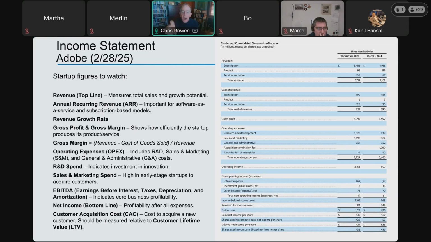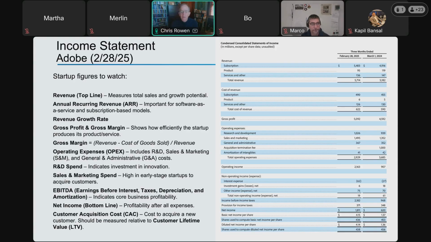Then you have operating expenses. And for startups, operating expenses completely dominate what's going on because you don't have much revenue in the early days. So you don't have much cost of revenue. The gross profit line is usually a really small number.